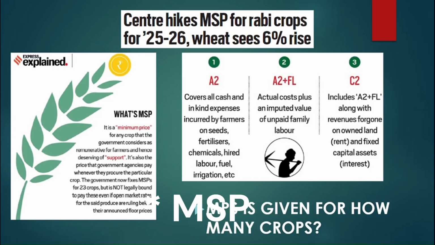Next, Centre hikes MSP for Rabi crops for 25-26. Wheat sees 6% rise. So I've just picked it up because you need to know what is MSP. What is the criteria for calculating MSP? MSP is given on how many crops, specifically Kharif crops and the Rabi crops? From the crops, you need to be able to identify the Kharif and the Rabi crops. Yes, so that is how you're going to do it. I have not covered the news holistically here. I'm just giving you an idea. You have to go back and do this exercise of collecting information.